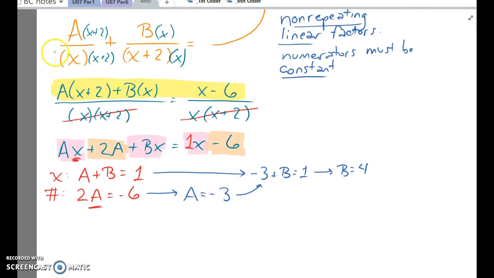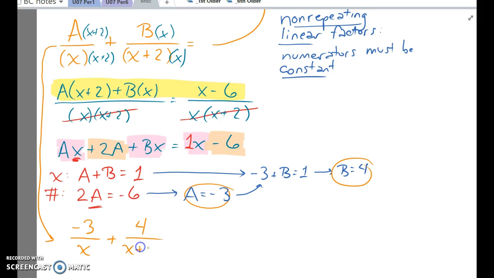It's just a matter of taking our setup from the very beginning and putting in the things we know now. So now we know that a is negative 3. So I have negative 3 over x. Plus, we also figured out that b was 4. So I'm going to plug that in for b. And that is our partial fraction decomposition of our original expression, which was this. If you simplified the left-hand side, that would be, of course, the way to check this, but you would end up with those being equivalent expressions.